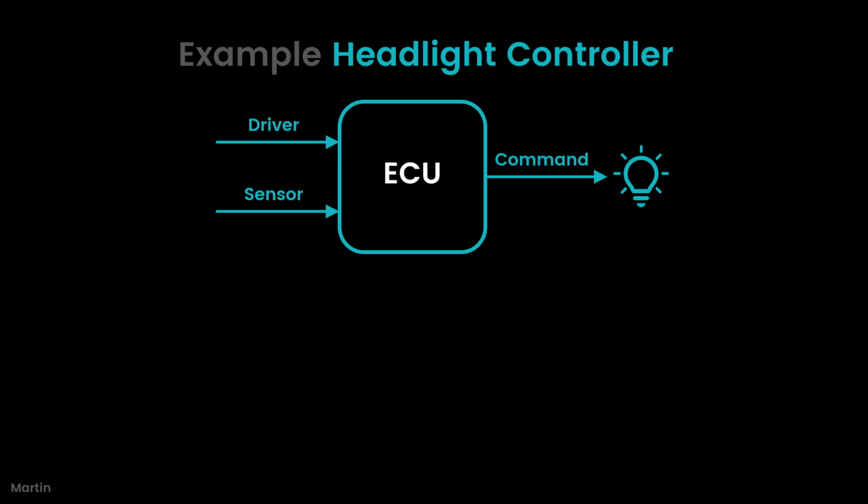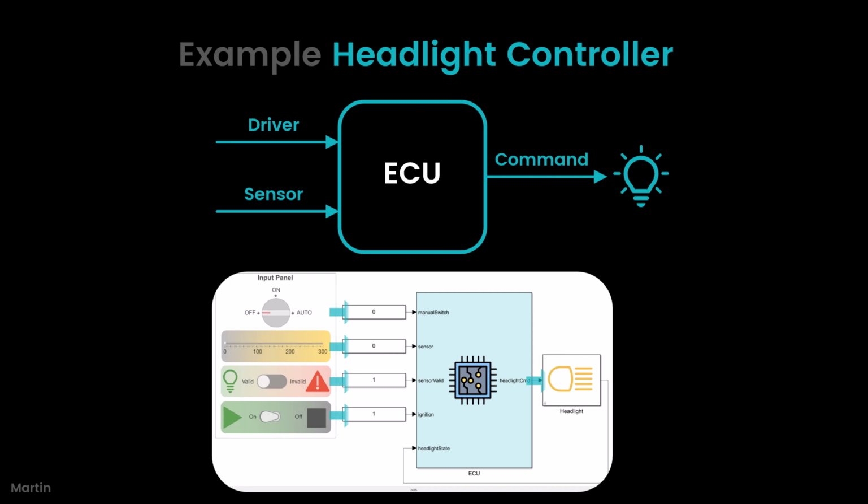We will use a headlight controller as an example to demonstrate how a requirements table can be used to formalize behavior, eliminate ambiguity, and enable simulation-based and formal verification of requirements.